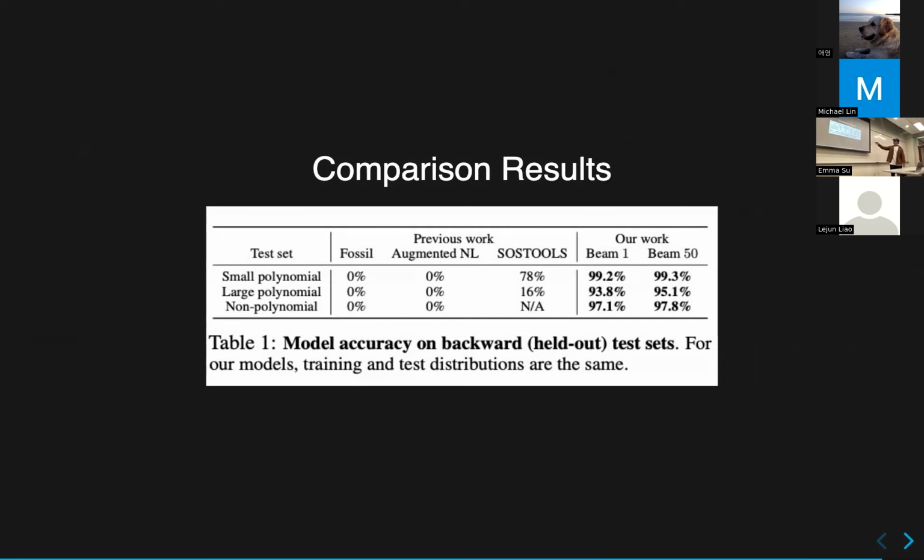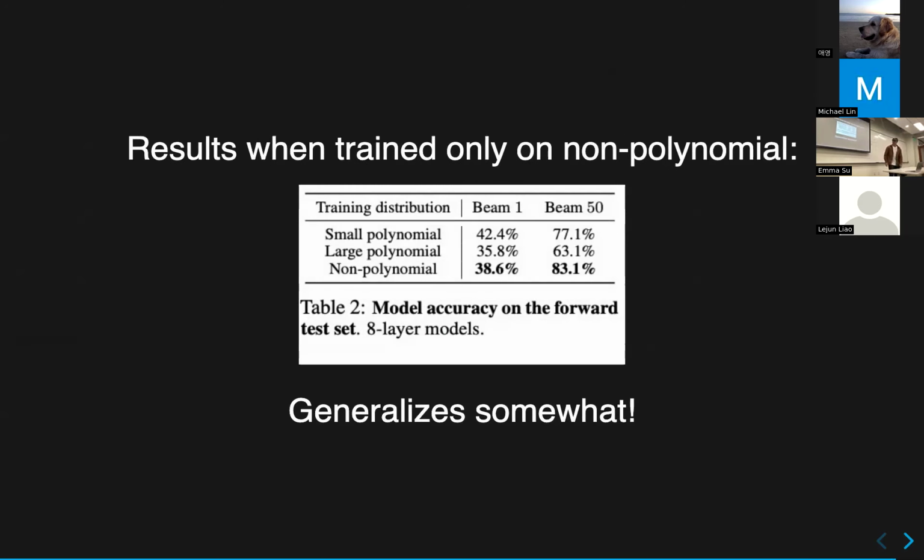with conventional tools, it's pretty unsuccessful. Only Sauce tools works decently on small polynomials, but with their transformer, oh my God. Wow, accuracy across the board, right? And I think the really cool part is that even when you train on out of domain data, like if you train on only the non-polynomial data set, it still learns somewhat. It still generalizes somewhat to the polynomial cases. So that's really cool.